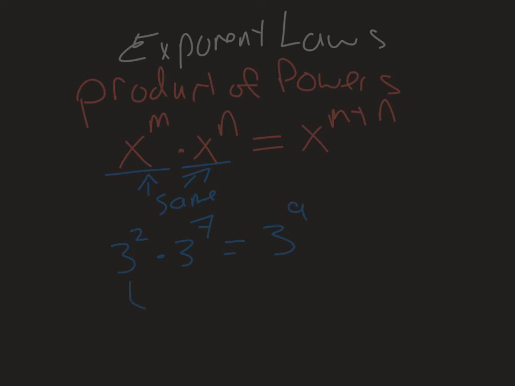Because another way I can think about this, so this is 3 times 3. That's what 3 squared is. And we can rewrite this guy as 3 times 3 times 3 times 3 times 3 times 3 times 3. Notice there are 9 3's here. 3 to the 9th. Or we could take the shortcut. This would be 3 to the power of 2 plus 7, or 9.